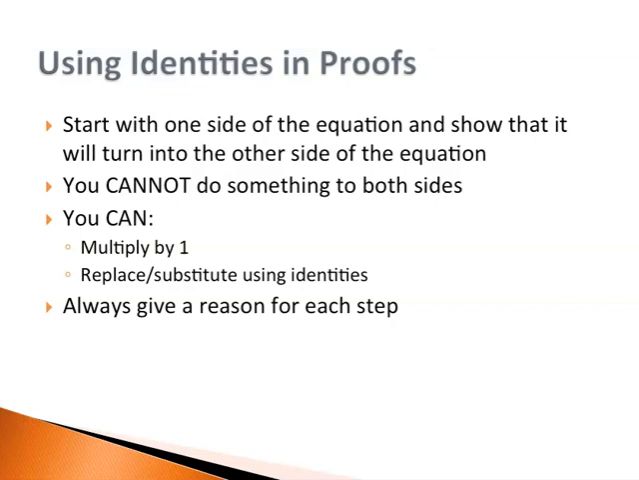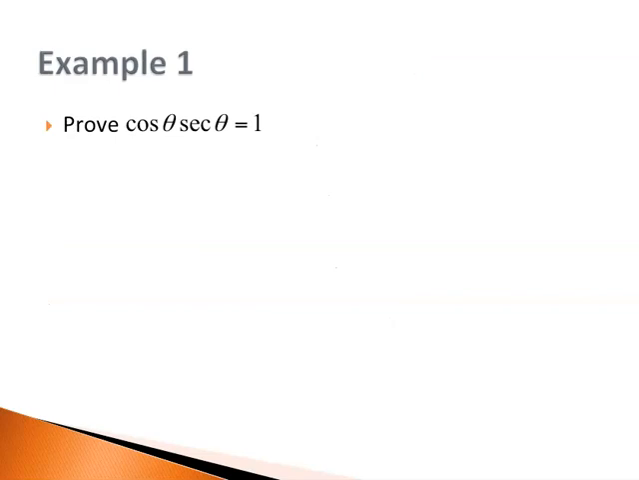Okay, we're going to do some examples here. Start with a simpler one. This says, prove that cosine theta times secant theta is equal to 1. So pick one of the sides to start with. Again, I like to start with the side that's more complex, in this case, the left-hand side. Now, in terms of a reason to start with this, what do you normally start with when you're starting a proof? The first step is what? It's given to you.